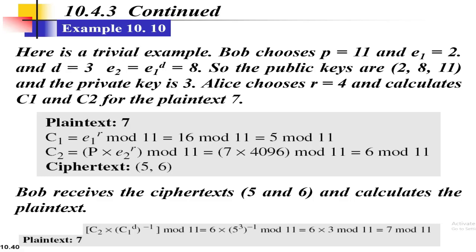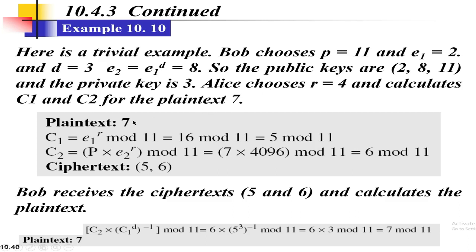Okay, let's see one example. Here Bob chooses a prime number 11, E1 primitive root equal to 2, and private key 3. So E2 equals E1 to the power D, which is 8. So the public keys are 2, 8, 11, and the private key is 3. Alice chooses random integer R equal to 4, and now we need to calculate the ciphertexts C1 and C2 for the plaintext 7.